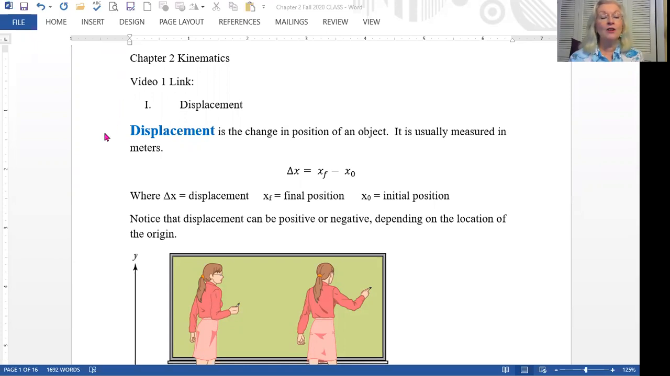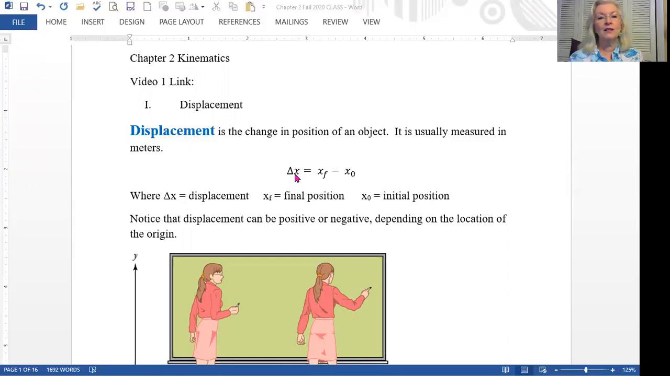So we'll start out talking about displacement. That's the change in position of an object. So the object starts in one location, ends up in another. That change in position is the displacement. So we would write this as delta x. The little triangle is the lowercase Greek letter delta. And in physics, it means change in. And for us, change in will always be the final minus the initial.